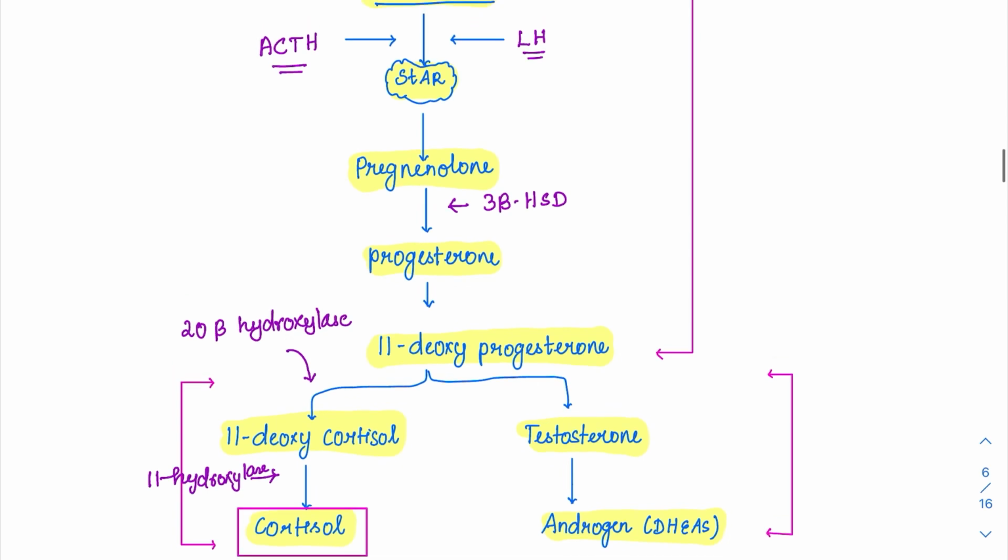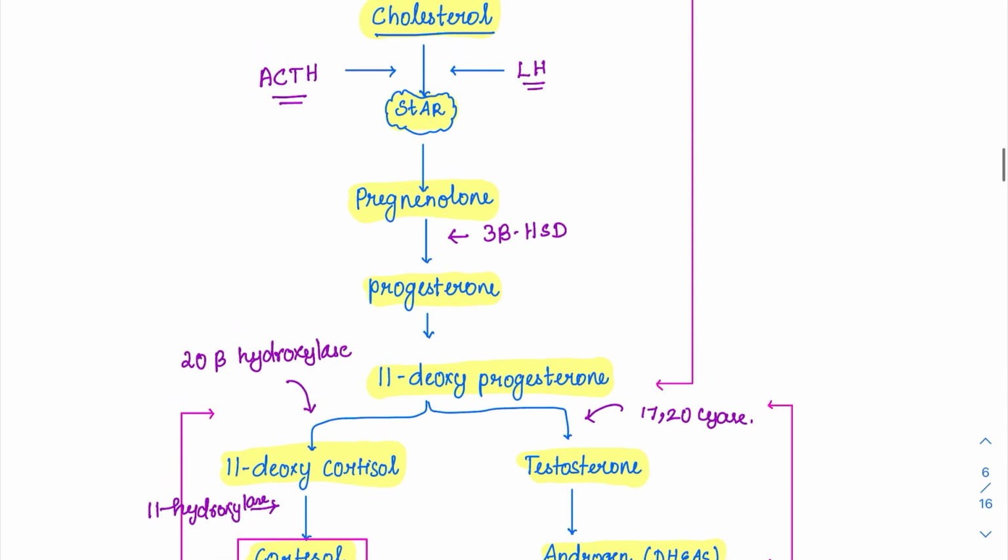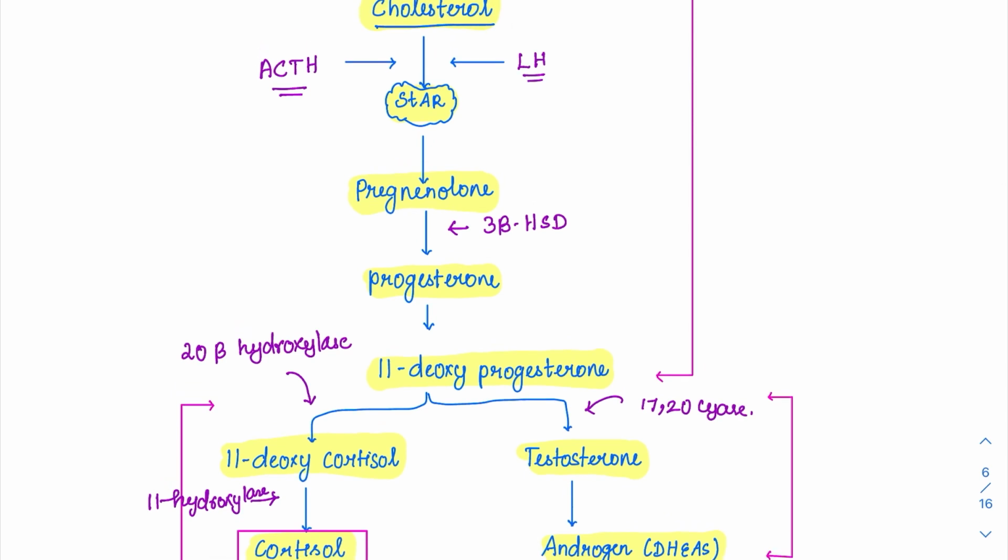Then coming to the other side, there is one enzyme which is involved here, which is called 17-20 lyase. So we have to remember all the enzymes: 3-beta hydroxysteroid dehydrogenase, then 21-hydroxylase on this side, then 11-hydroxylase, then finally 17-20 lyase. So now let's try to understand what happens.